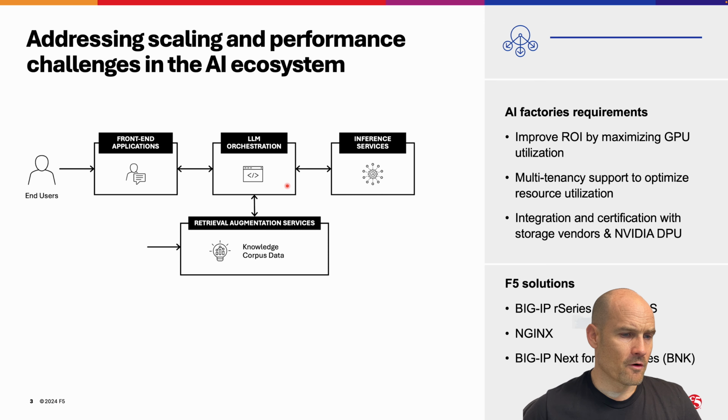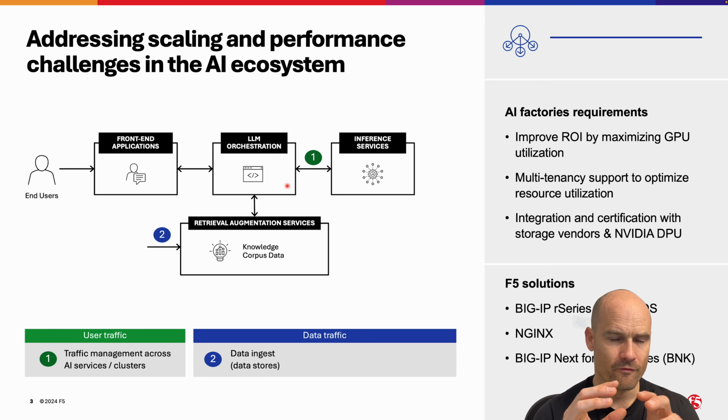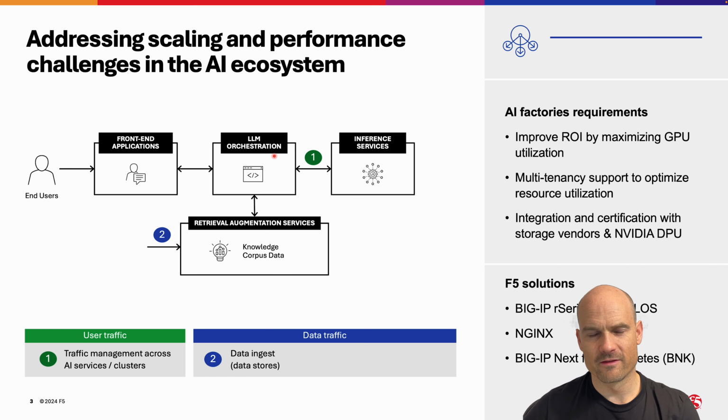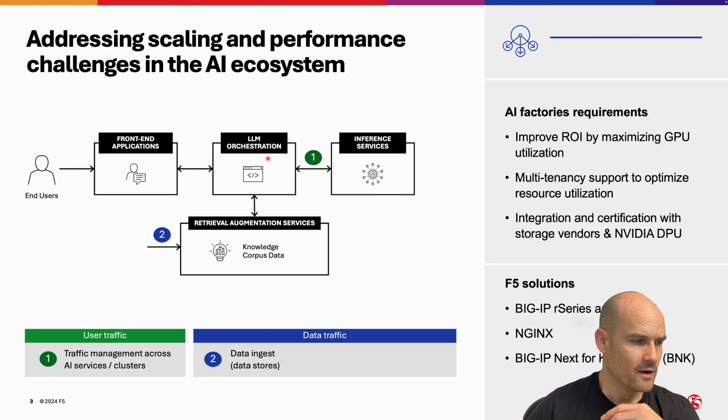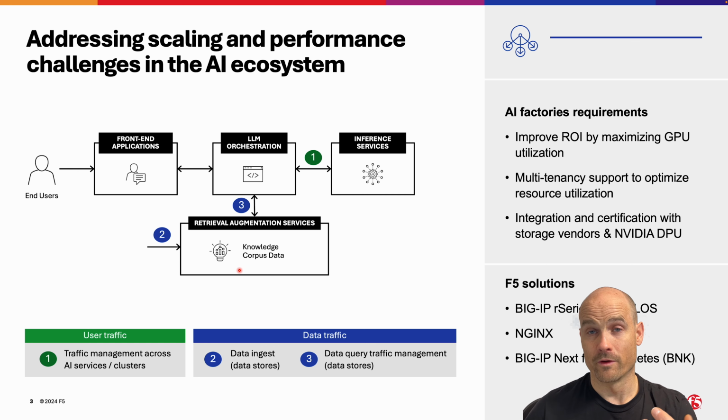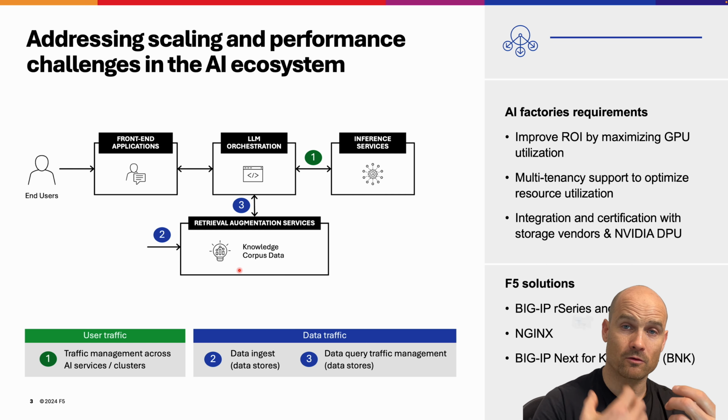So in terms of traffic, you can see the first one is the green one, the number one. This one is between the orchestrator and the inference service when the prompt arrives. Okay, so here it's mainly traffic management across the different services. And the number two in blue is data ingest. A RAG needs data, okay, fresh data, in order to populate the inference service with more data and get a more accurate answer to the end user. So data ingest and of course the data query, the query between the orchestrator and the RAG.